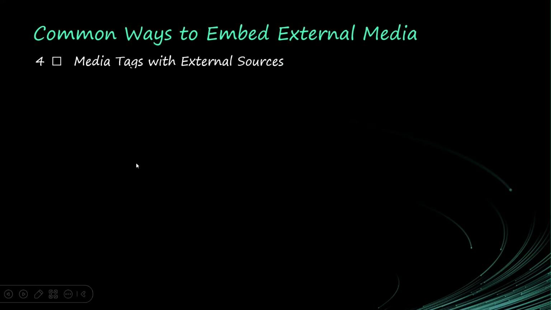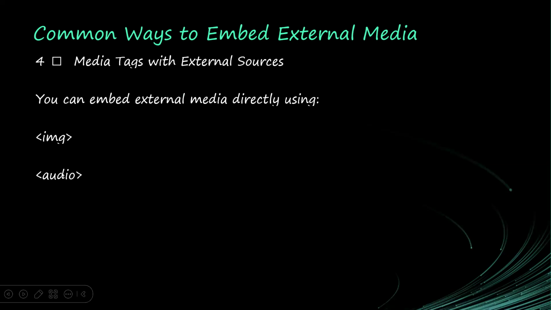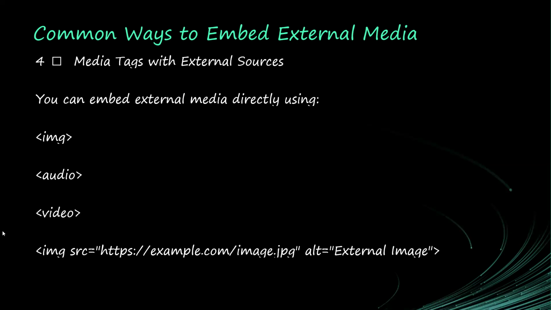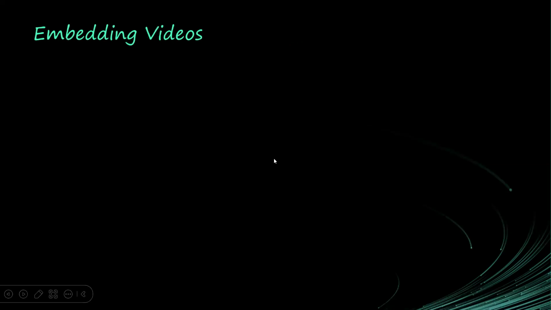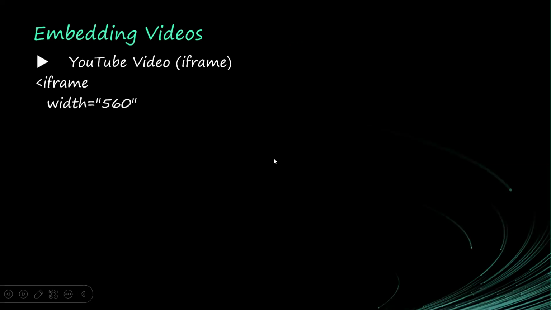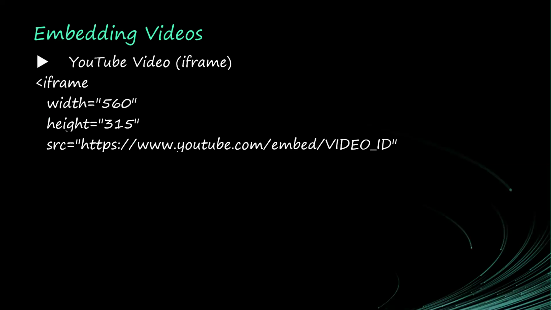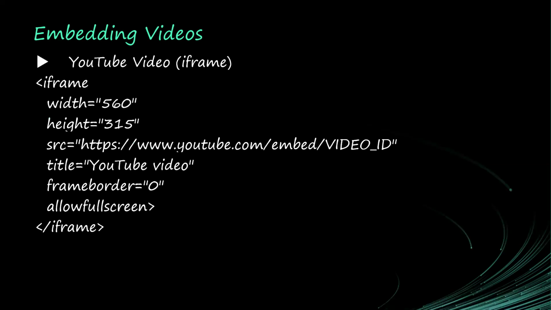Okay, so media tags with external sources. We can also use images and audios to embed external sources. You already know this. We can use videos to embed external sources. We can use images to embed. If you have an image that is not in your website and you want to get it from another website, you can actually use the image tag. All you have to do is make sure that the source attribute is pointing to the image in the other website.